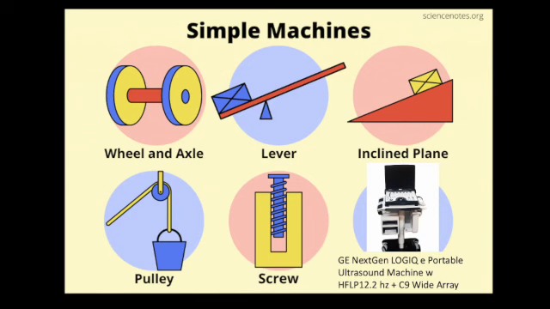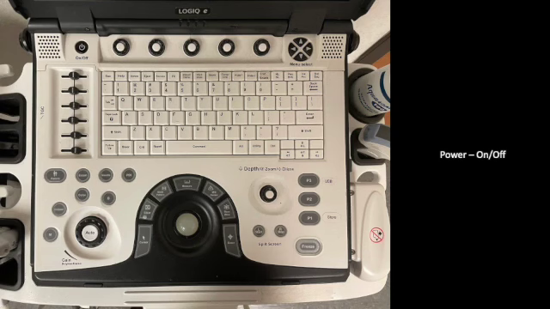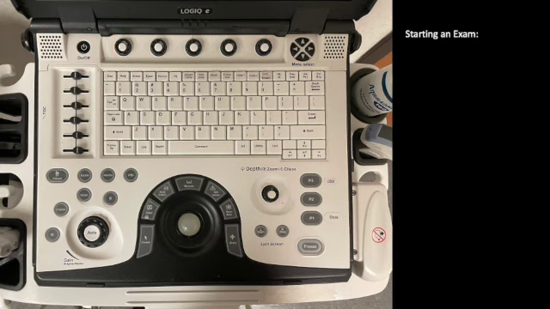So like all simple machines, ultrasound is no exception. It's something that we just intuitively understand, right? Not quite. Let's start with something easy. How do you turn the machine on and off? With the on-off button up in the corner. Perfect. So let's talk about starting an exam.